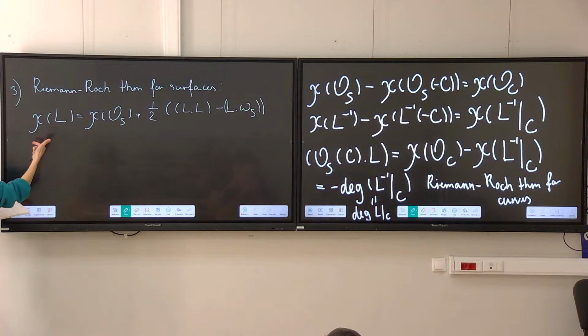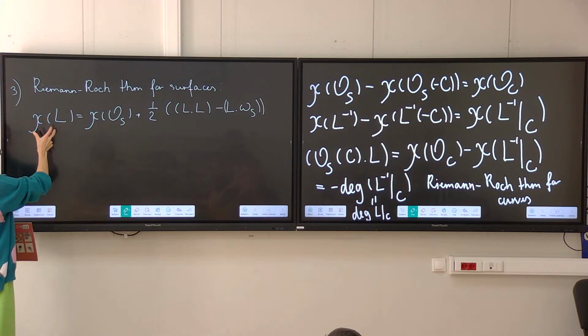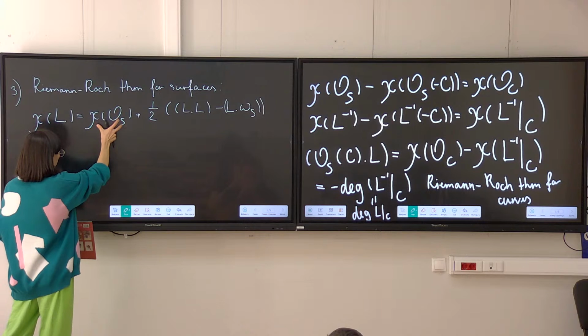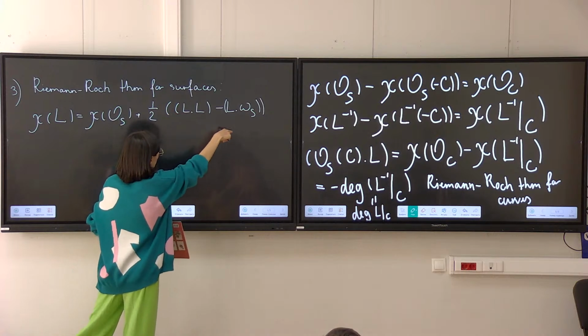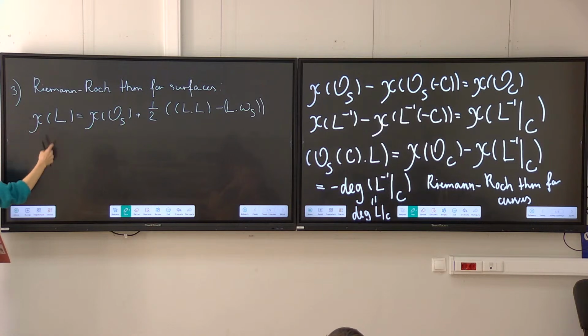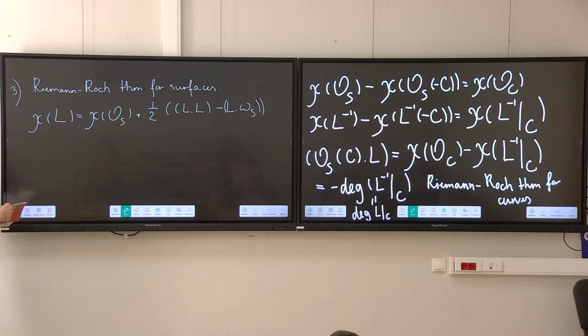The classical Riemann-Roch theorem for curves also relates the Euler characteristic of a line bundle on a curve with the Euler characteristic of the structure sheaf of the curve. For curves, we have the degree of the corresponding divisor, and for surfaces, it has the following form. Of course, there is a much more general Riemann-Roch theorem, but here it has a very simple form. It's much easier to remember.